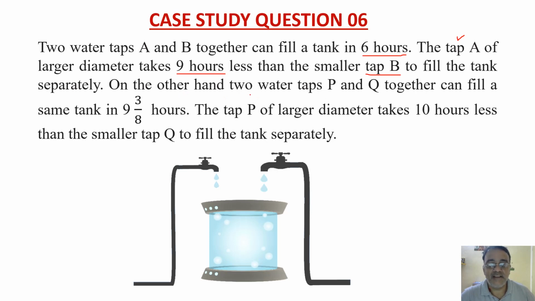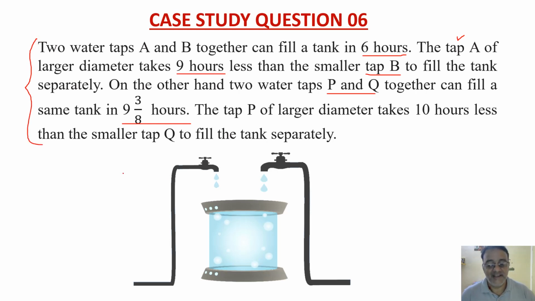Right. Now on the other hand, two water taps P and Q together can fill the same tank in 3 by 8 hours. The tap P of larger diameter takes 10 hours less than the smaller tap Q to fill the tank separately. So whether this situation is clear?